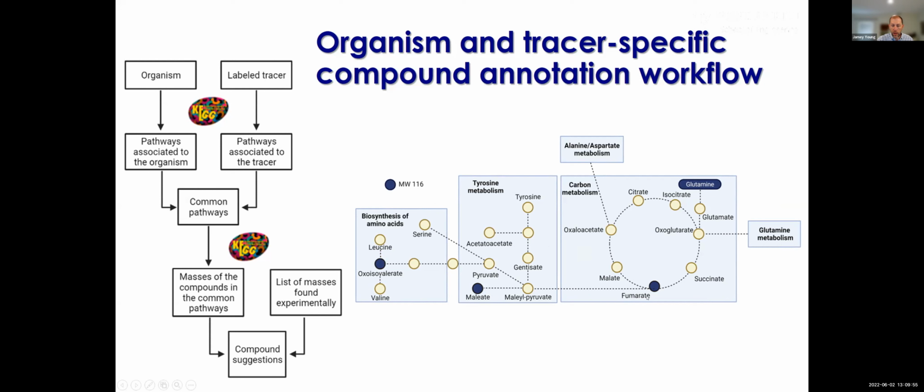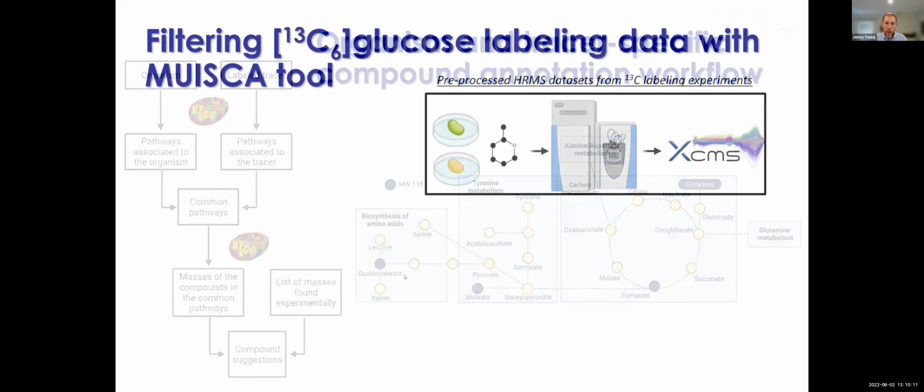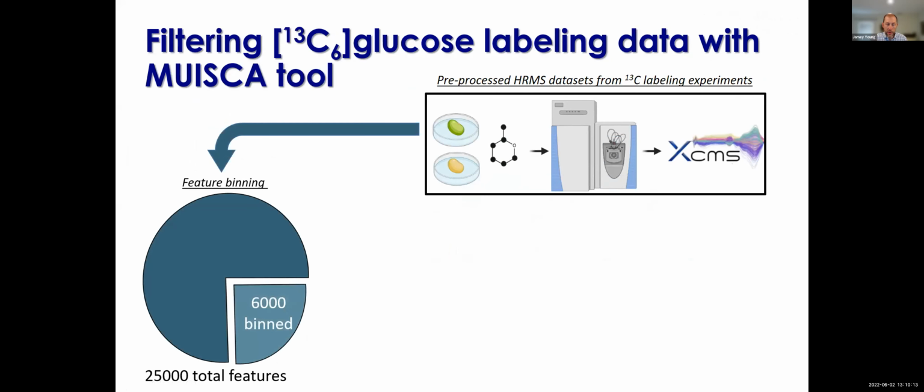So for example, if we see a lot of labeling in this compound here that has molecular weight 116, it's more likely to be fumarate because fumarate is closer to where the glutamine tracer enters than some of these other possibilities. And so just as an example of how this can reduce the number of features that we have to sift through in our experiment, here's some of the results of applying this untargeted approach to the C13 glucose labeling data from the soybean experiment.